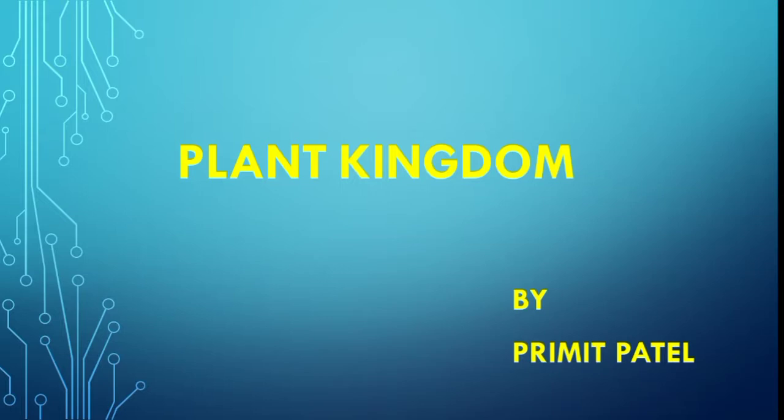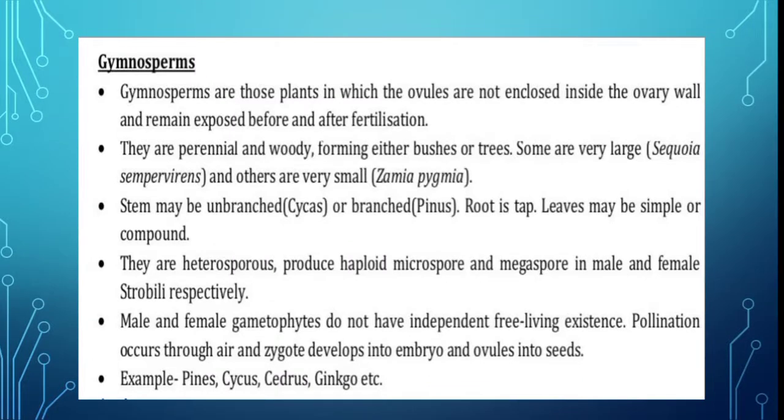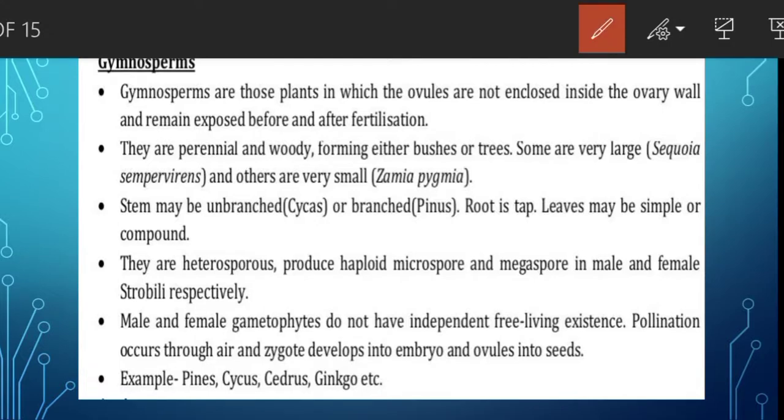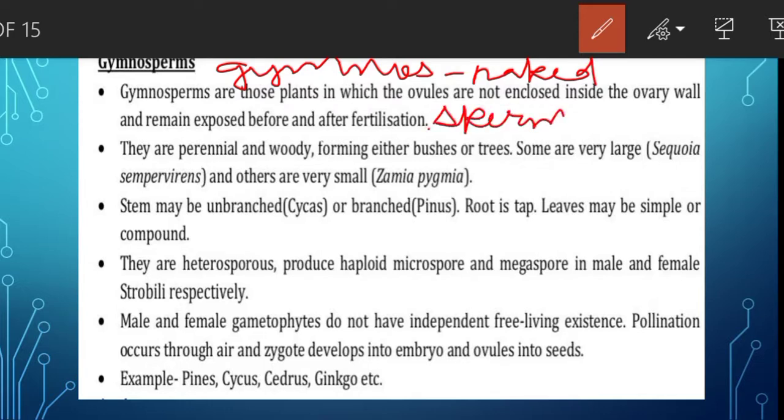Today also we'll continue with the third chapter, that is Plant Kingdom, in which we will be studying about gymnosperms. The word gymnosperms is formed of two terms, that is gymnos, which means naked, and sperma, which means seeds.